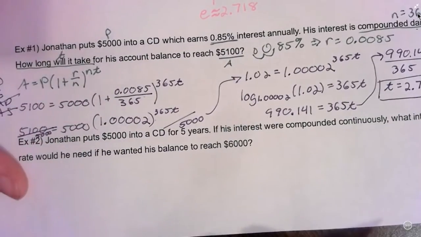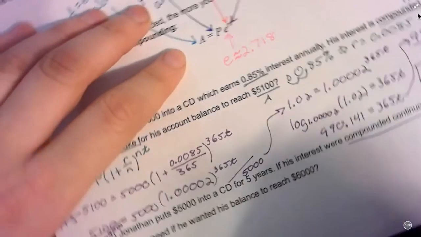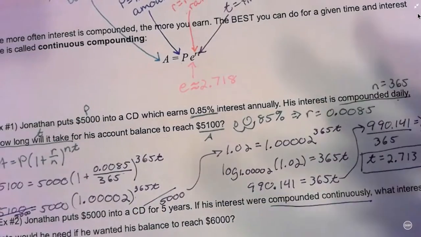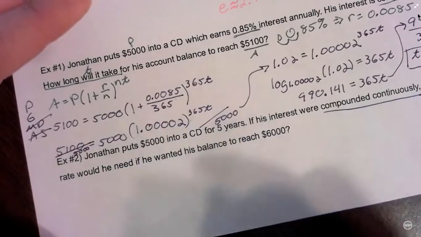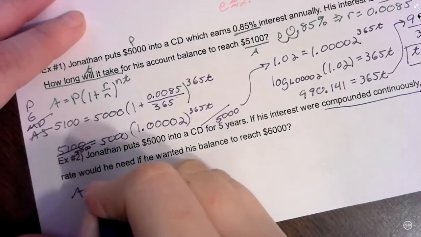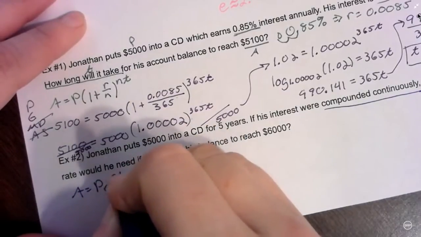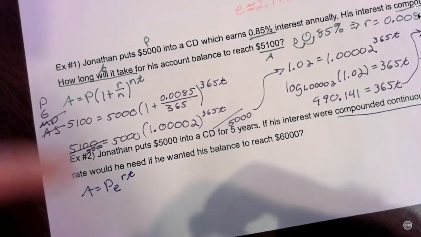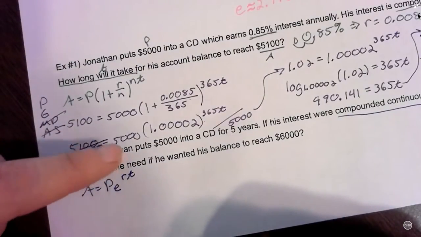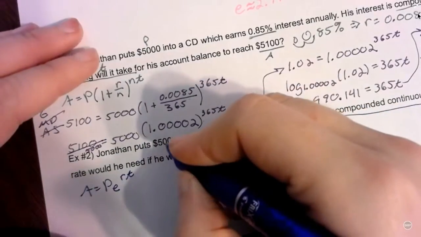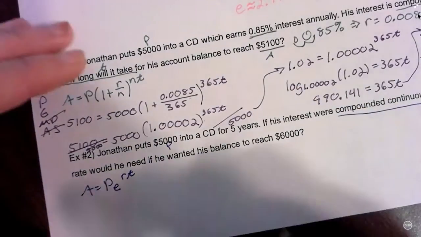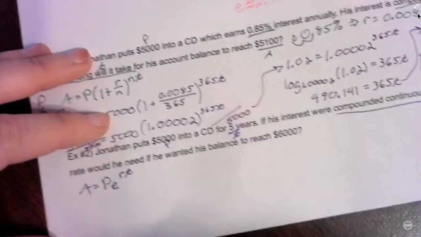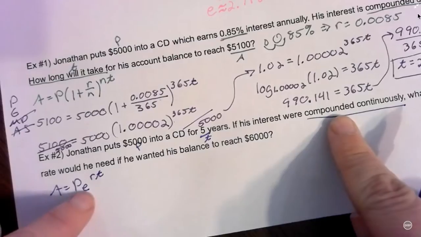So since I'm compounding continuously, I need to use my second formula. And we call this the PERT formula, like the shampoo Pert. So the PERT formula. All right, and again, we have to figure out what we know from this problem. So he puts $5,000 into the account. That's your P value. It's your starting amount. For 5 years, so there's t. And he's compounding continuously. That's what the e is for.